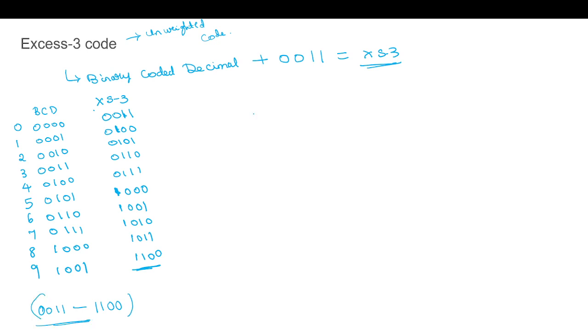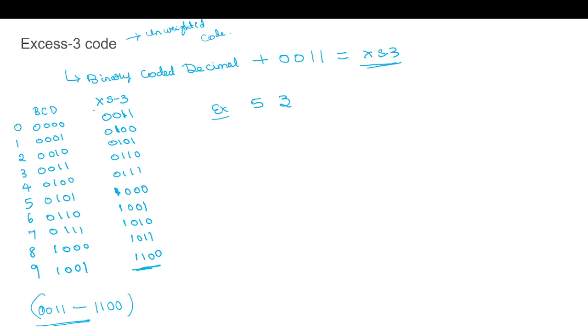Okay, if we consider an example, 53, what is the XS3 representation for this? If you have any questions, you can unmute yourself and ask.